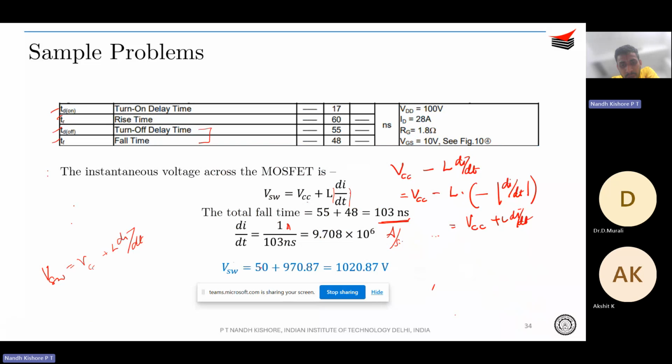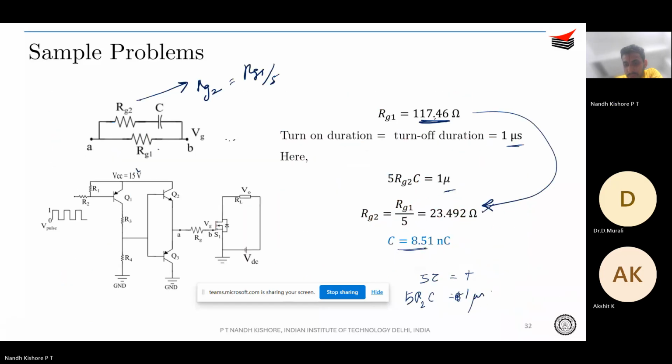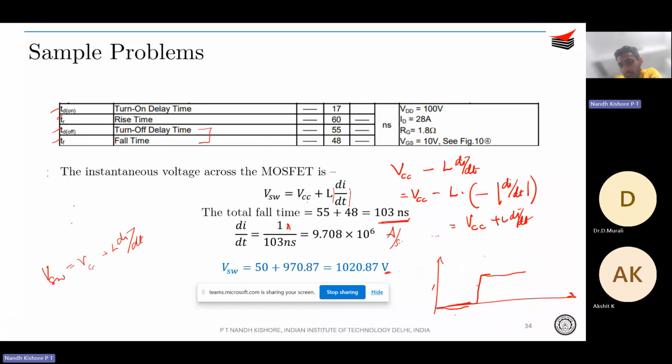Therefore, your V switch will be what? V switch will be 50, whatever is your VCC plus this particular value. Okay, you can understand that you are going to have your V something like this. Your voltage will not go to 50 directly. It will be having something like this and then it will go to 50. We wanted to find out the peak. So this particular overshoot is due to L di by dt and your di by dt is negative. Therefore, it gets added up to the switch voltage. Okay.